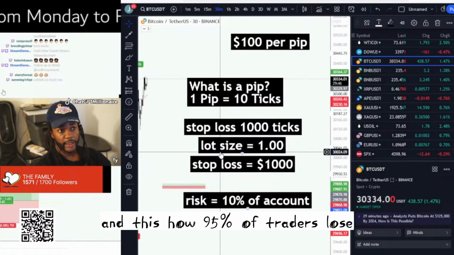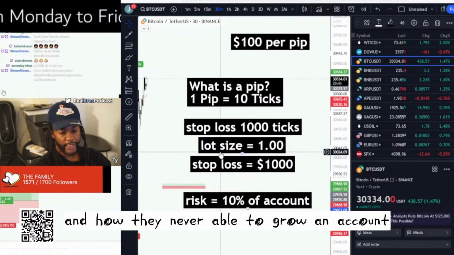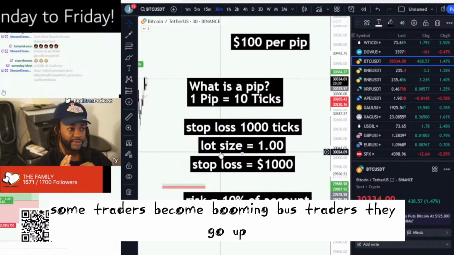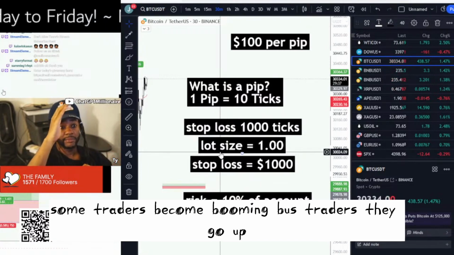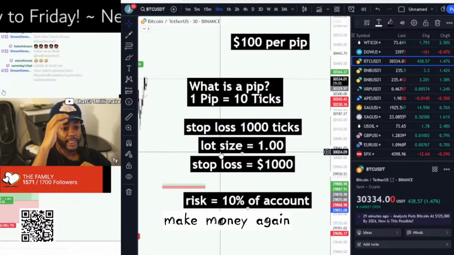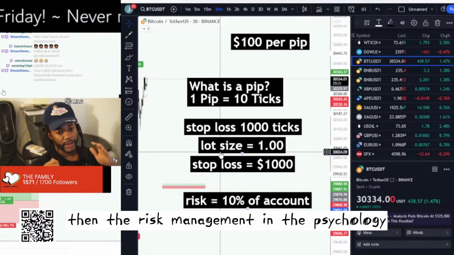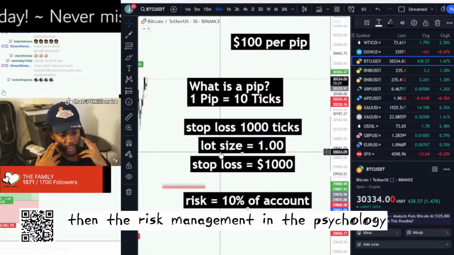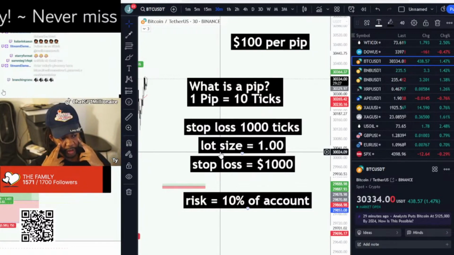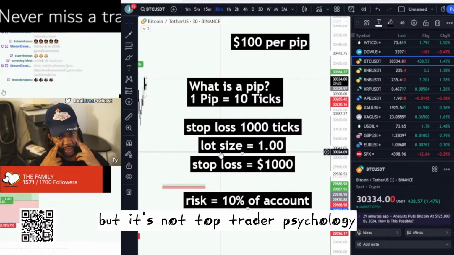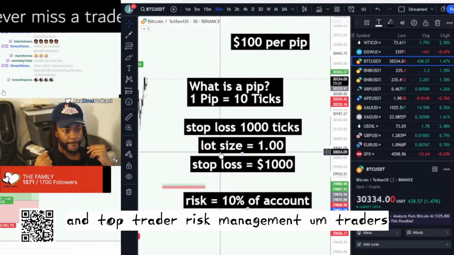And this is how 95% of traders lose, and how they're never able to grow an account any size, no matter what. Some traders become boom and bust traders. They go up, make money, lose all the money, make money again, lose it, they just boom and bust. They'll hit a trade, then they'll forget the risk management and the psychology. It's normal human psychology, but it's not top trader psychology and top trader risk management.